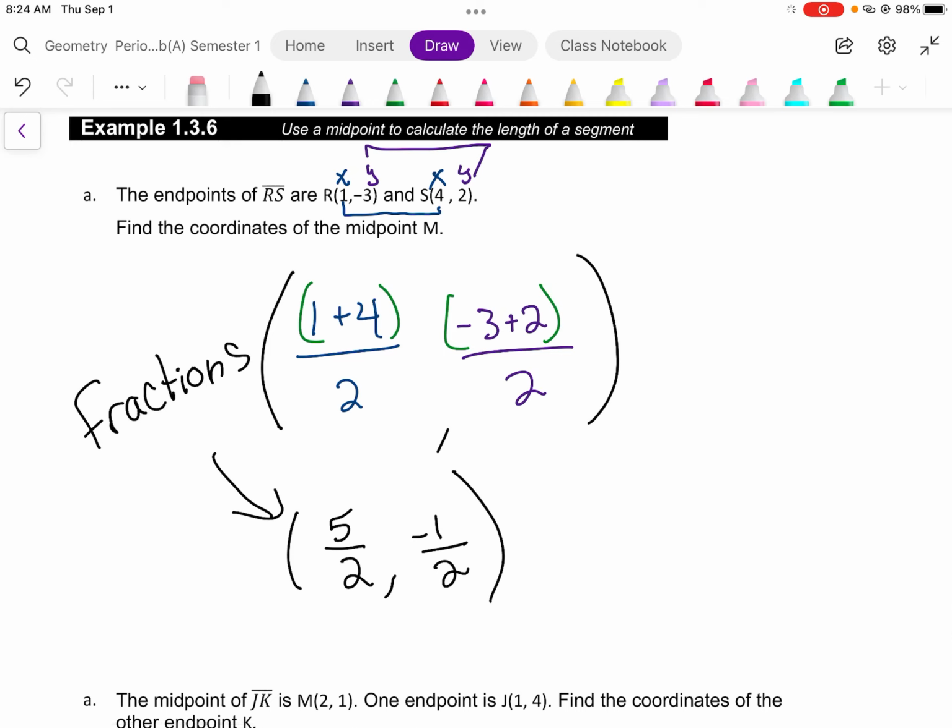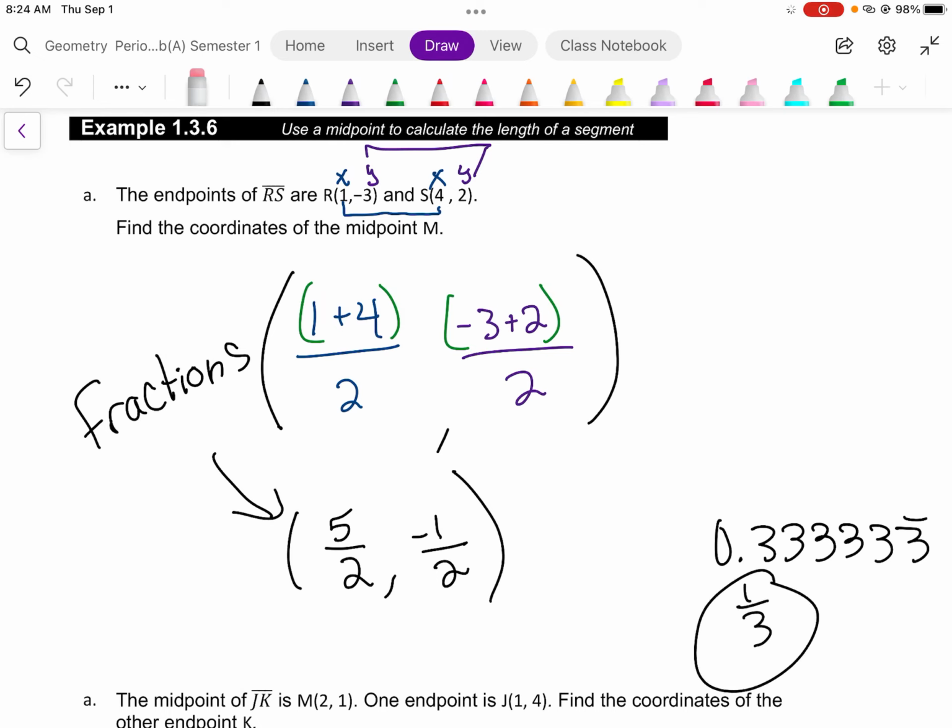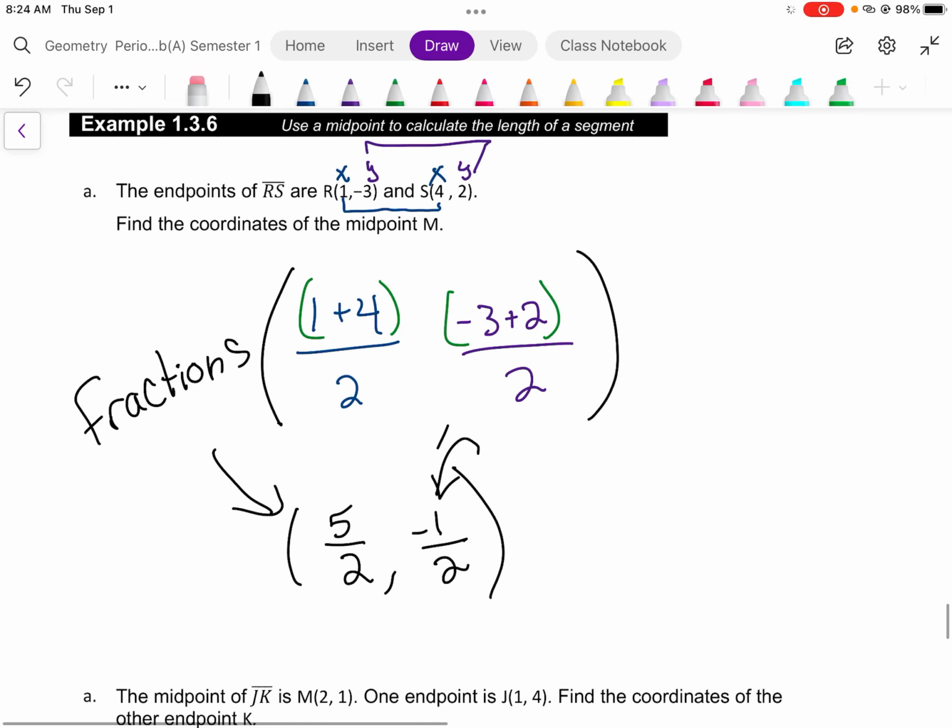If you change it to a decimal, that's okay as long as the decimal terminates. So for example, if you got a decimal that was 0.33333 repeating, you should leave that as 1/3 because we want the exact value. But if you had a decimal that was, for example, like this one, you could write this as 2.5 and then 0.5. And that would be okay because these ones terminate and you don't need to leave it as fractions then. But it's always safer to just leave it as a fraction.